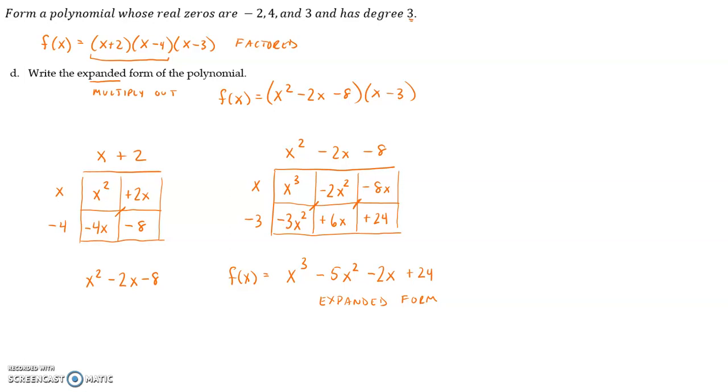You were given information up here that says it should have a degree of 3, and it does because your highest exponent, right, for this expanded form of the polynomial is a 3.